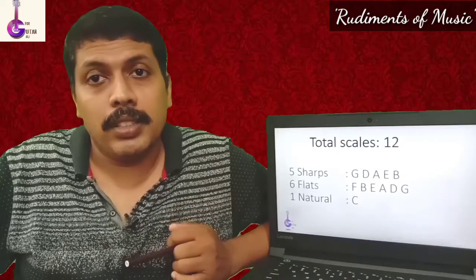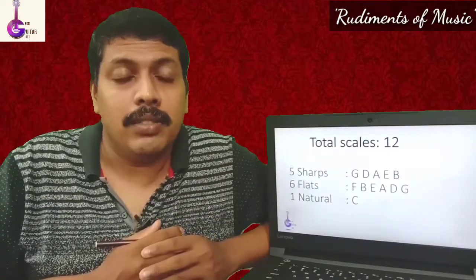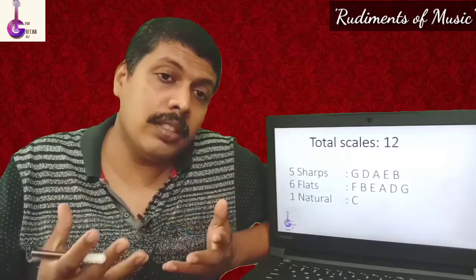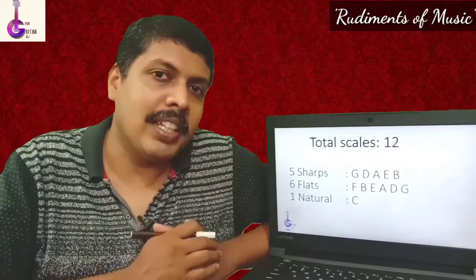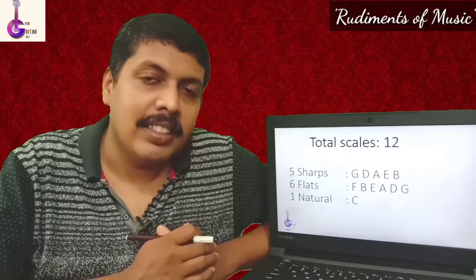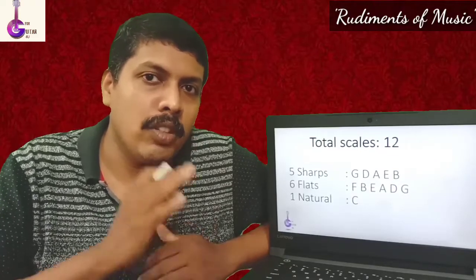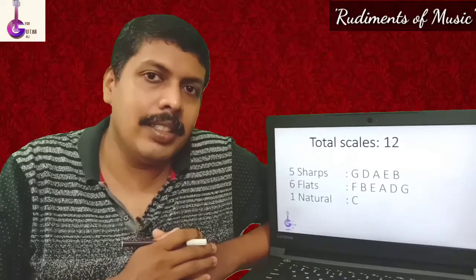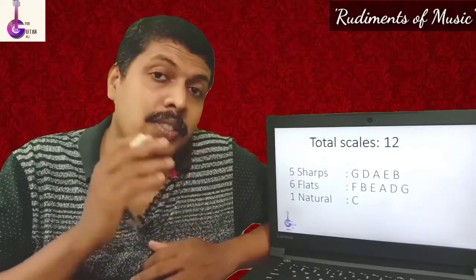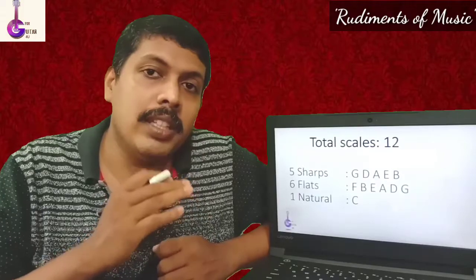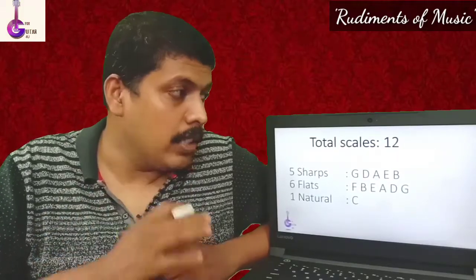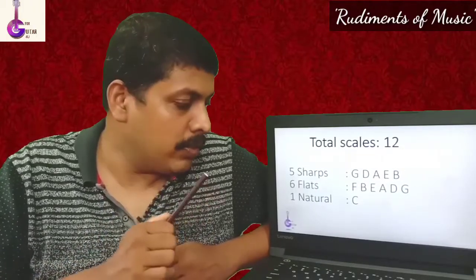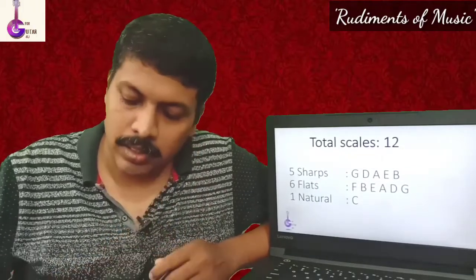The total number of scales is 12. There are 12 scales in music. In the world, we can see many songs being composed with the help of these 12 scales. Of these 12 scales, 5 of them are sharp. They are G, D, A, E, B. 6 are flats: F, B, E, A, D, G. 1 is natural, that is C. Of the 12, 5 are sharps, 6 are flats, 1 is natural.